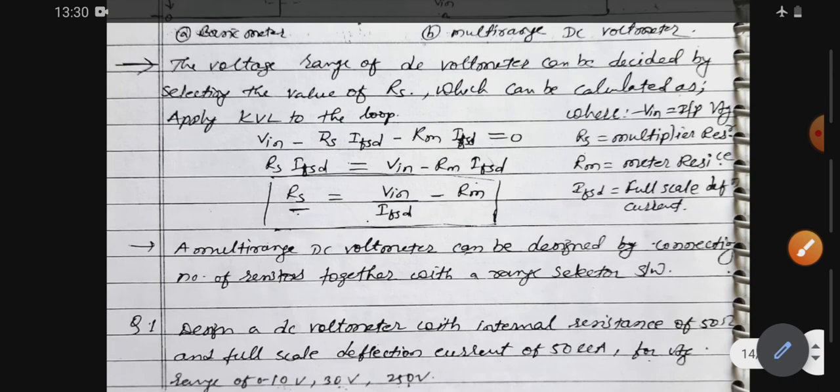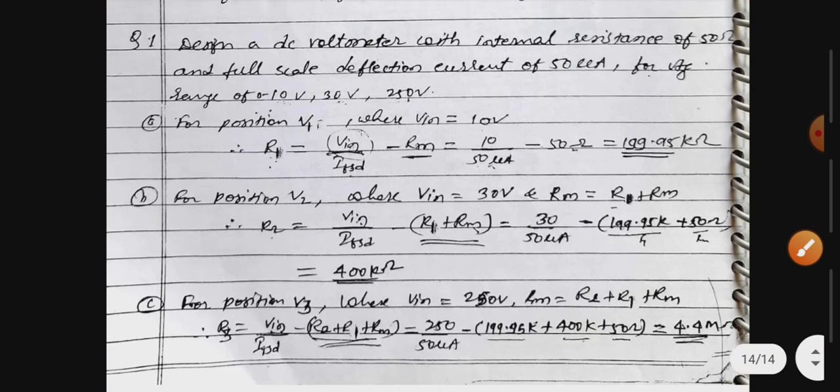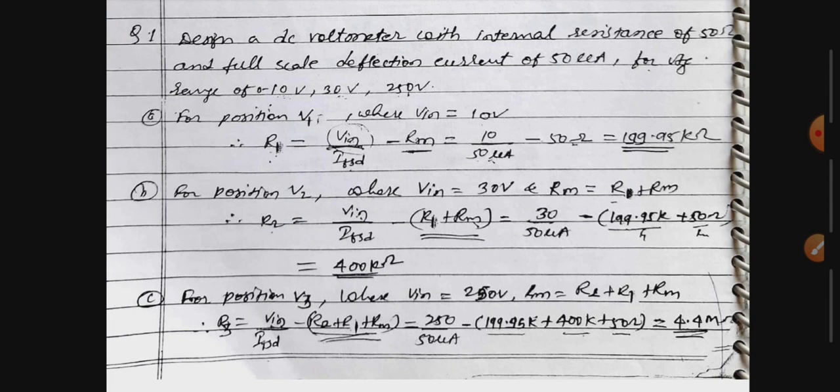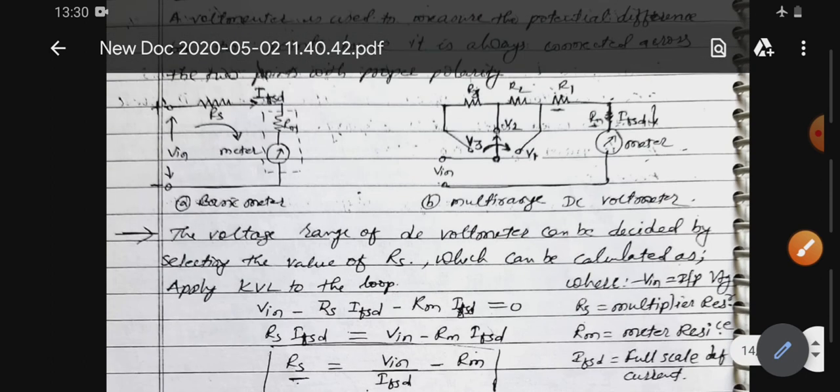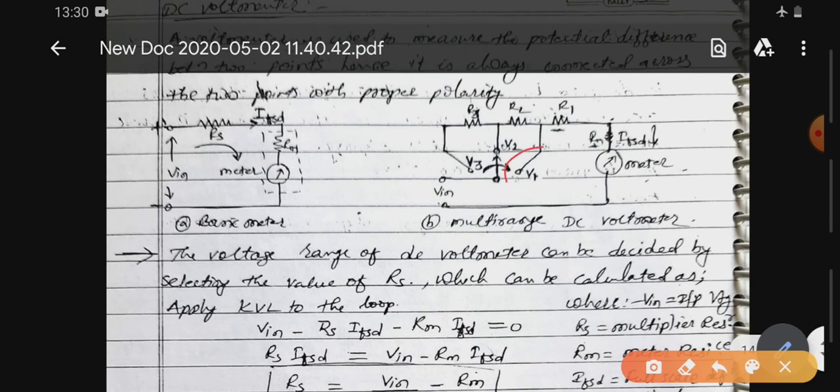So let us solve one problem based on this. Design a DC voltmeter with internal resistance of 50 ohm and full scale deflection current of 50 microampere. For voltage ranges, first range is 0 to 10 volt, then 30 volt and 250 volt. Let us calculate for the first range. If the position of the selector switch is V1, we have to calculate in this problem the values of series resistors R1, R2 and R3.